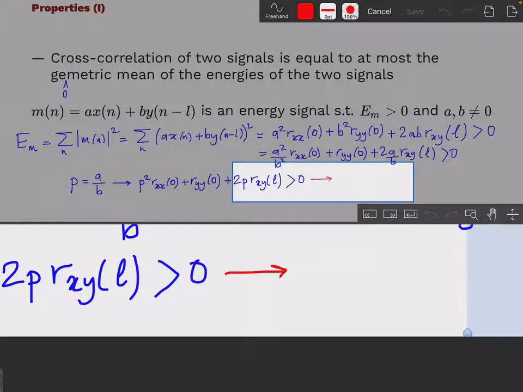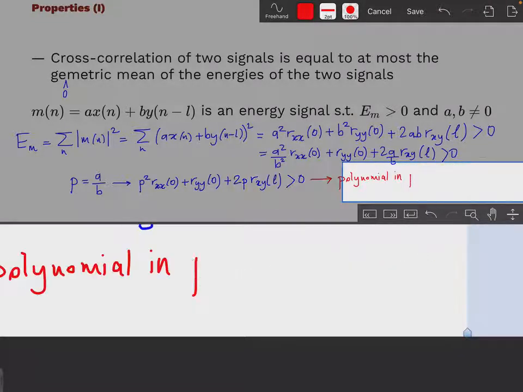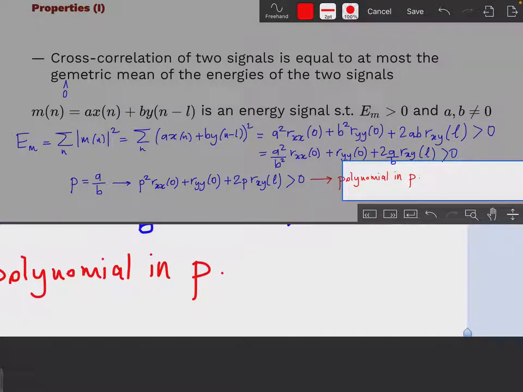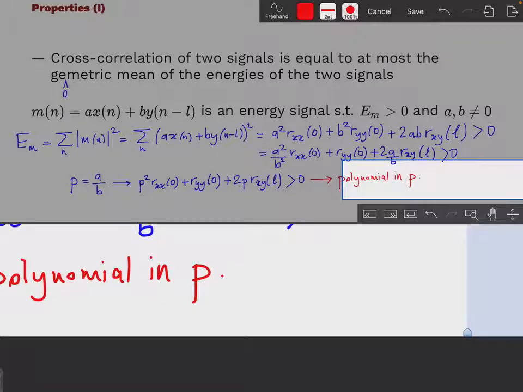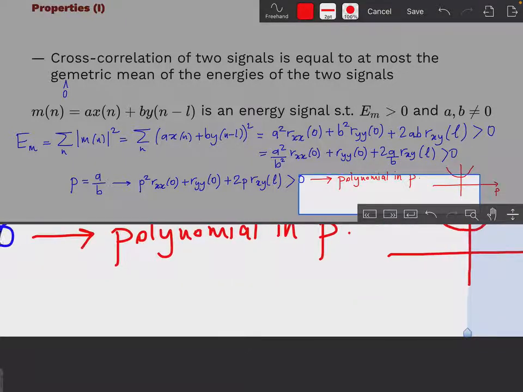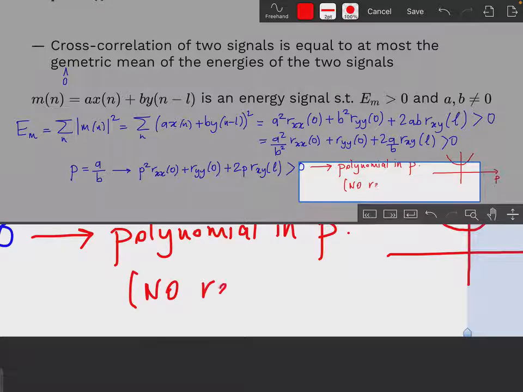So this is a polynomial in P. Now, for a polynomial to be always greater than 0, and this is a second order polynomial, we should have no roots, right? No double roots and no real roots, sorry. So if you wanted to have a look, we would have something which looks like this, a second order polynomial in P. So no real roots. This is something very basic that we already know, right?